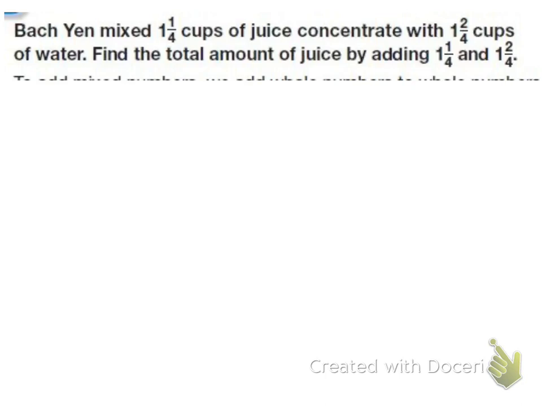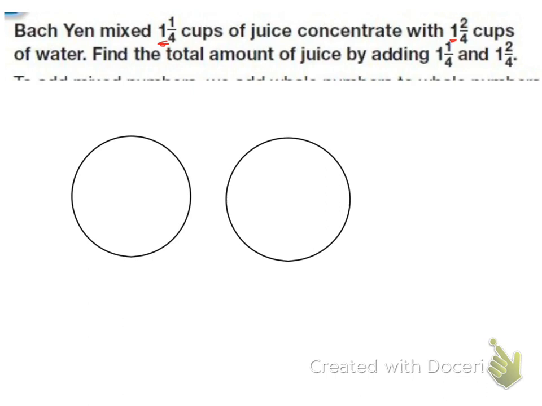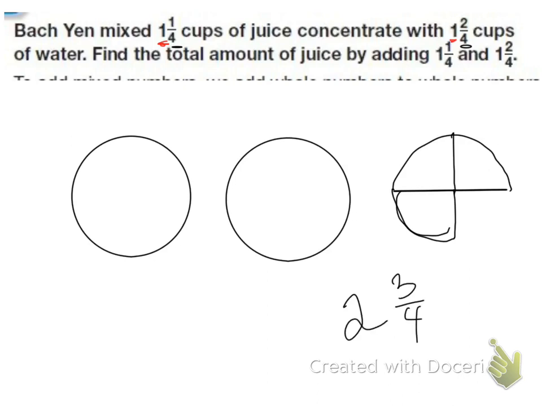To add mixed numbers, we add the whole numbers to whole numbers and fractions to fractions. Okay. So I have 1 whole plus 1 whole. Okay, so that's 2 whole cups. And then I have 1/4 plus 2/4. So I'd end up with 2/4 of a circle, and then I'd add 1 more fourth of a circle. Okay, so you can see I end up with, at the end, 2 3/4 cups. So 1 1/4 plus 1 2/4 equals 2 3/4.